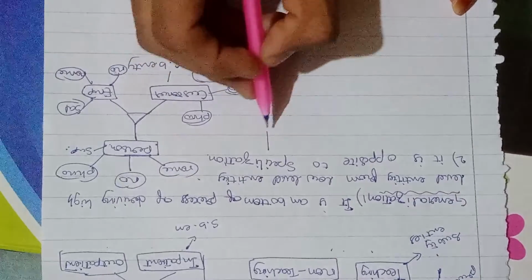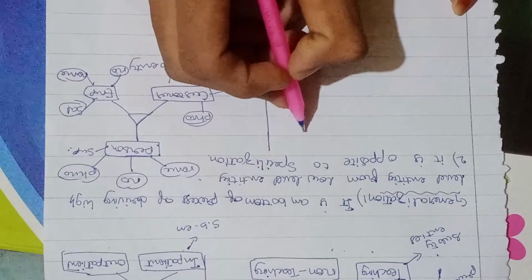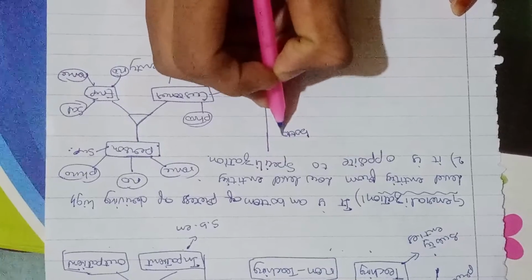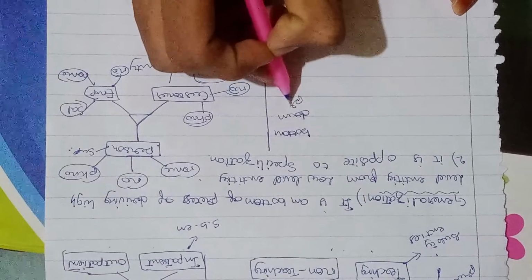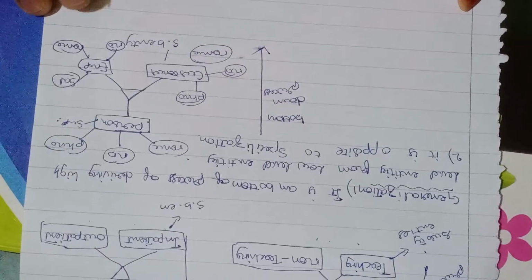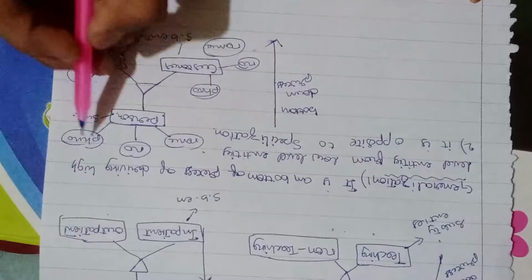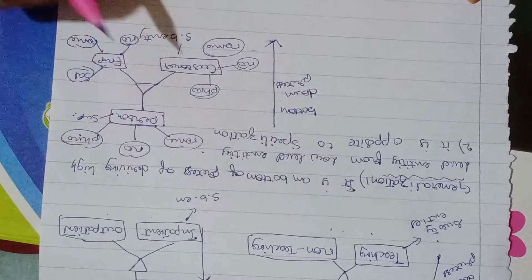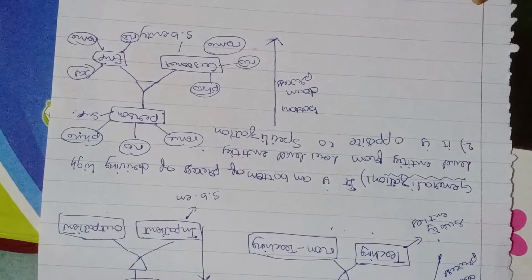This process is called a bottom-up process. All the common attributes of the subtype entities are represented in the supertype entity.